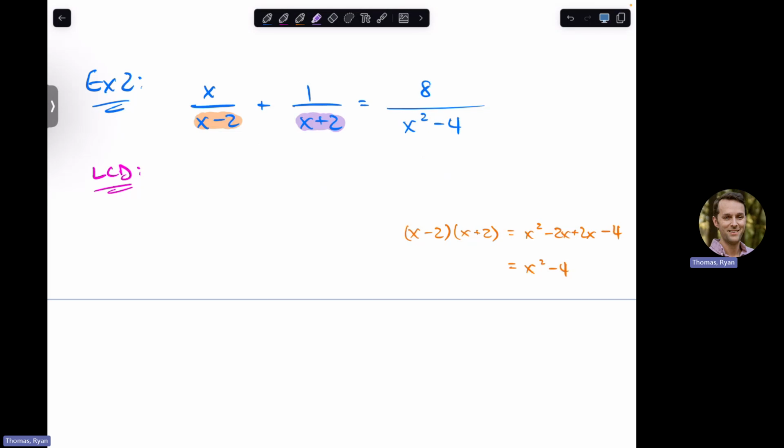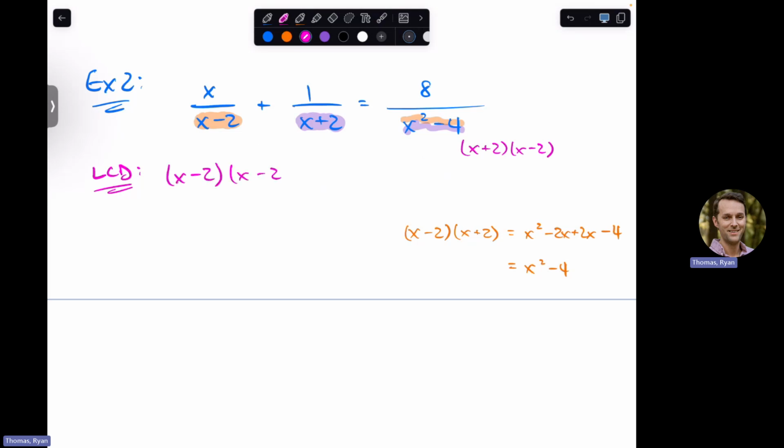Okay, so this is sort of a hybrid of both of those things, right? They're both there. If you wanted, you could rewrite it in factored form. This is x plus 2 times x minus 2. What's the least common denominator then? The product, x plus 2 times x minus 2.